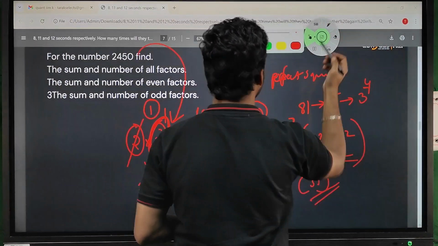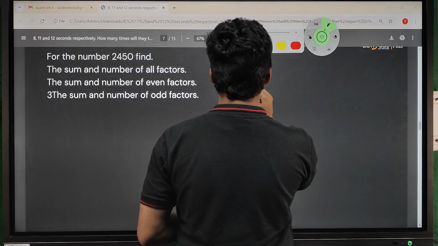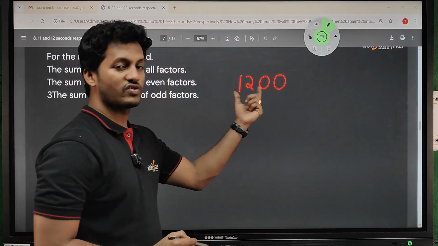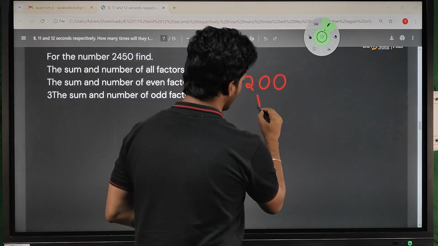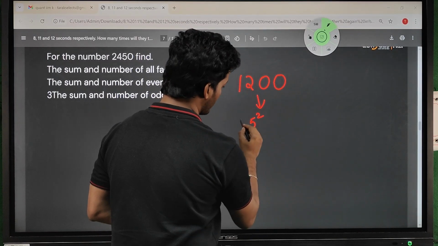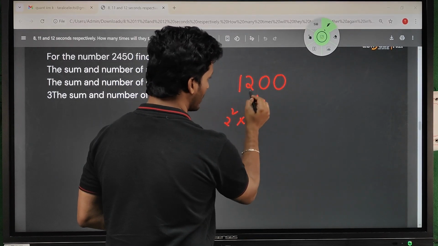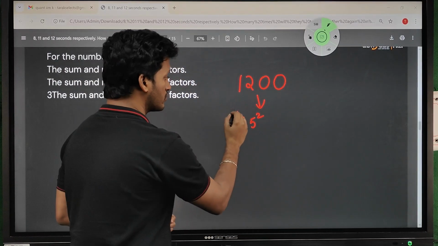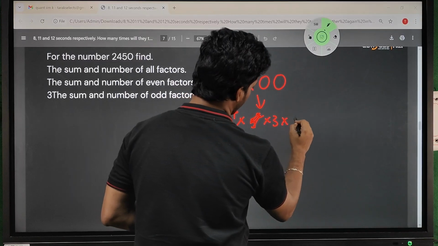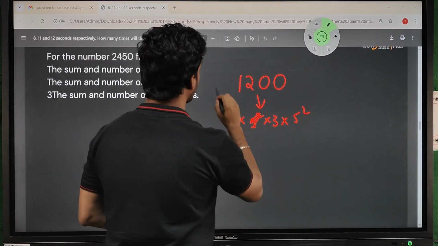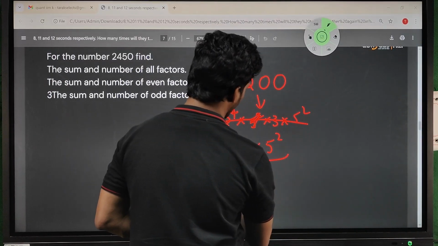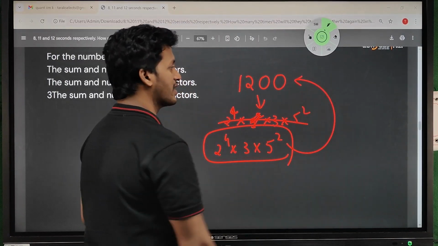If not, let me explain it with another problem. Let me take this one. 1200. If you express 1200 by the prime factorization method, we can easily say how many 5s are there in this. There are 2 5s. And obviously 2 2s are also there, but with this 12 I'll get another 2 2s. So 2 power 4 into 3 into 5 square, isn't it? So let me write it clearly. 2 power 4 into 3 into 5 square is the prime factorized form of 1200.